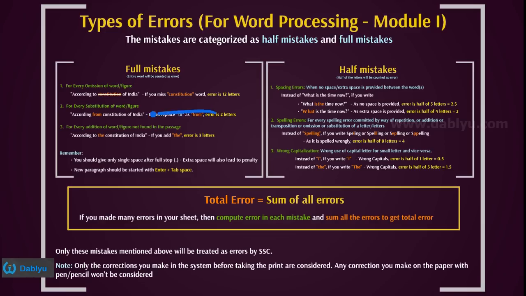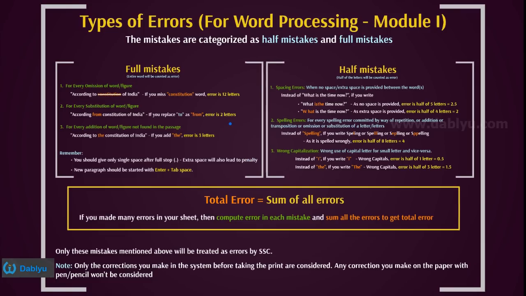Note that only the corrections you make in the system count. After you are done with the typing test, you will take a printout and submit it, right? If you try to correct it on the paper with a pen or pencil, it won't be considered by SSC. Only what you have typed in the system is final, and only that will be evaluated. After you take a printout, if you try to correct anything, that won't be considered. Fine.